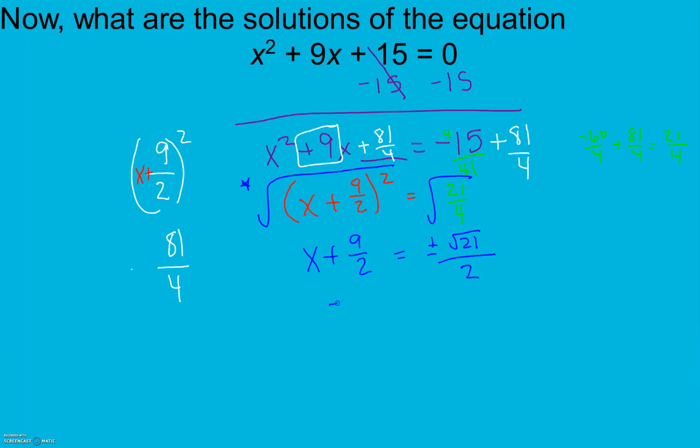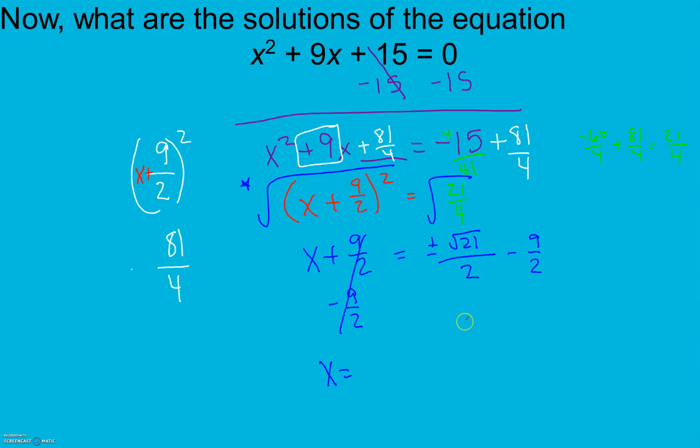Now to get x by itself, I subtract 9 halves. Okay, and that's because the square root of 21 is just the square root of 21. 21 is not a perfect square. But when I take the square root of 4, guys, I get 2. So I take that 2, it's no longer inside my radical, and it goes in my denominator there.